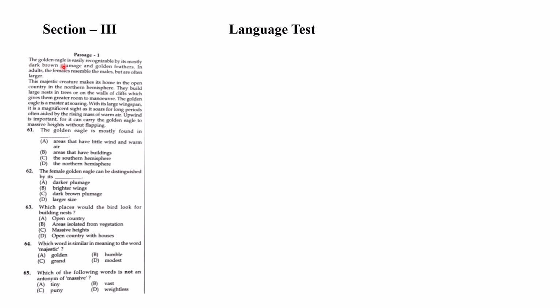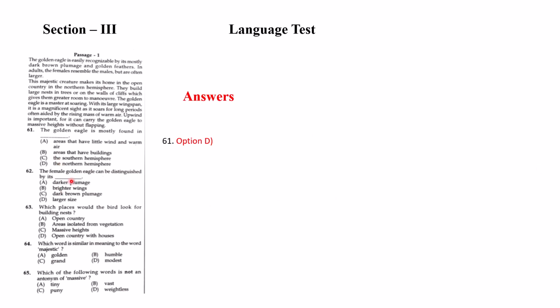The golden eagle is easily recognizable by its mostly dark brown plumage and golden feathers. In adults, the females resemble the males but are often larger. This majestic creature makes its home in the open country in the northern hemisphere. Therefore, the correct answer for this would be option D, the northern hemisphere.